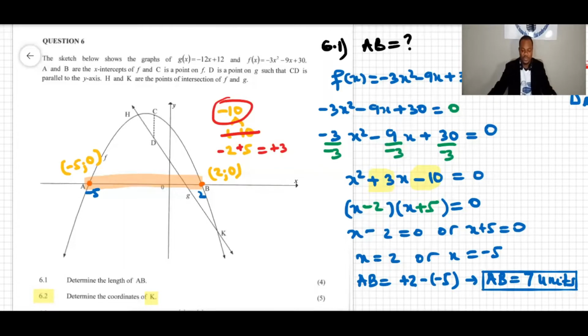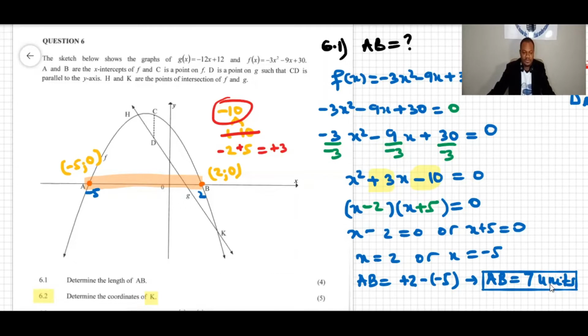All right, in the previous video, we did work out question 6.1. As we can see there, these are the solutions of 6.1. We had to find the length of AB. Now, in this video, we're going to do question 6.2 that says determine the coordinates of K.